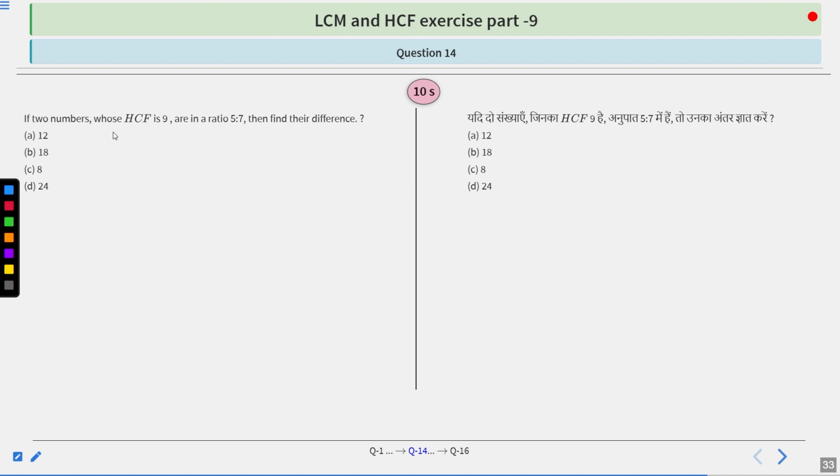If two numbers whose HCF is 9 are in ratio 5:7, then find their difference. And the options are option A 12, option B 18, option C 8, and option D 24. These are the options.